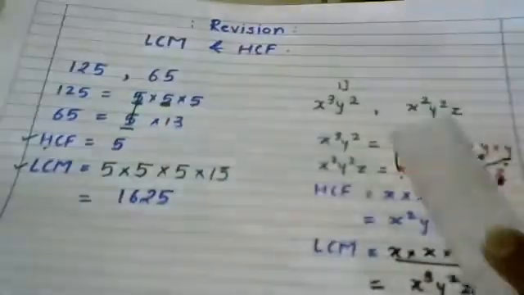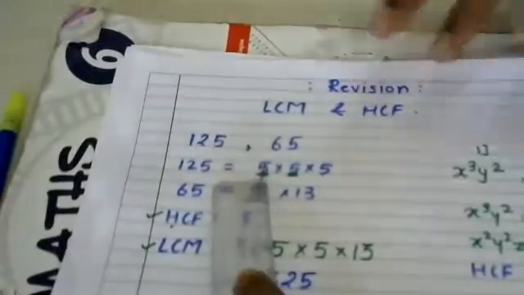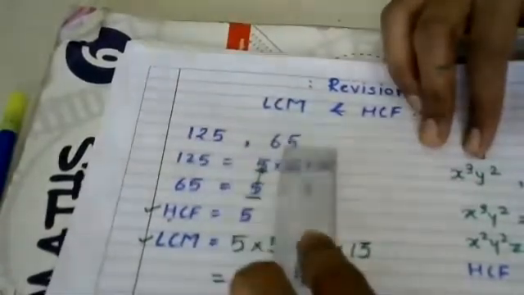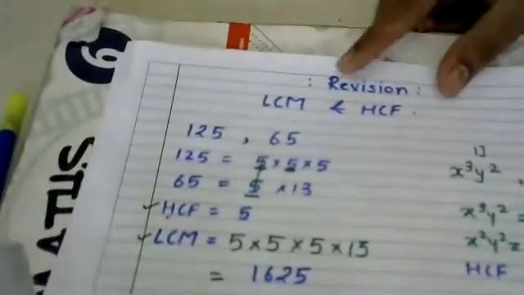HCF we will revise today. See, whenever two numbers are given to us, for example, I have taken the number 125 and 65. We need to find the LCM and HCF of these two numbers.